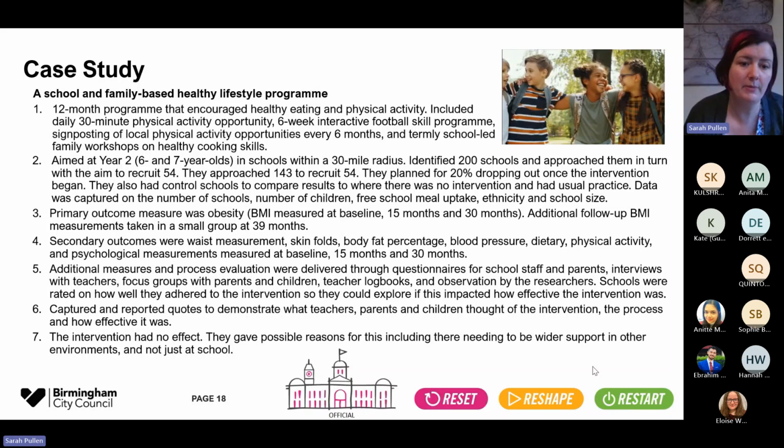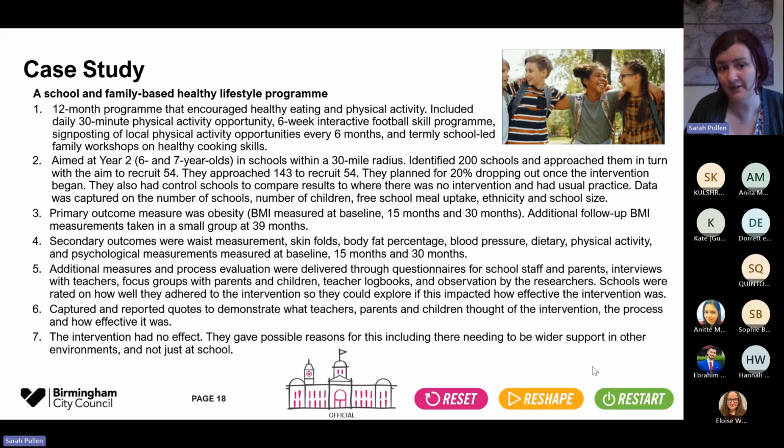The other thing they did within their report was they captured and reported quotes to demonstrate what teachers, parents and children thought of the intervention, the process and how effective it was. And I think quotes are a really good way, as much as we want measurement tools to capture standardised information and data and a measurable impact, these quotes and stories are really powerful. They can often give the wider context to help you interpret the data that you've got. So definitely still capture that sort of information along with the measurement tool information.